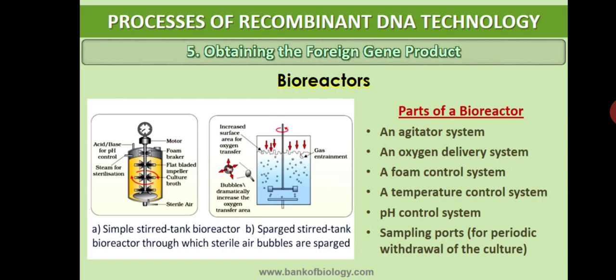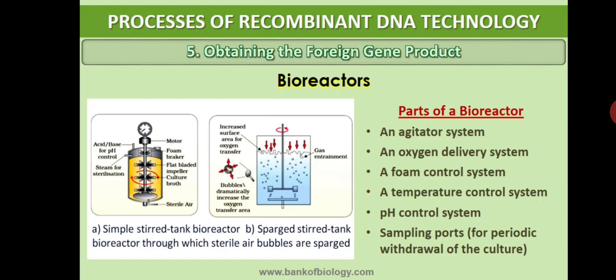Understood? And the next one is the pH control system. The pH control system is nothing but continuously checking the pH of the synthetic medium, whether it is acidic or basic. You have to maintain the particular pH of the synthetic medium. If it is more acidic or more basic, by adding HCl or by adding the base NaOH, you can maintain the pH of the synthetic medium. Understood?